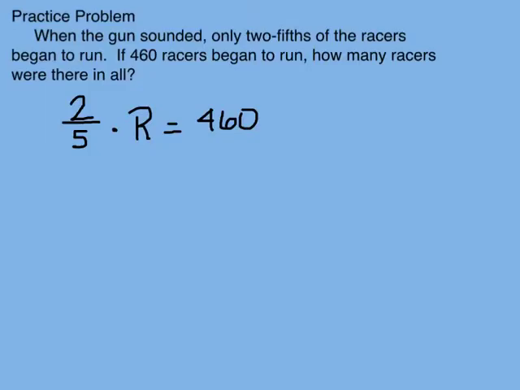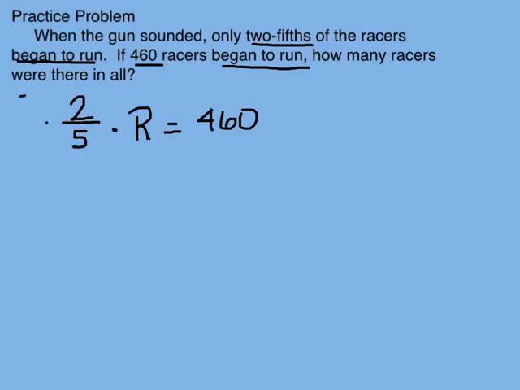Alright, so let's look at a practice problem here. When the gun sounded, only 2/5 of the racers began to run. If 460 racers began to run, how many racers were there in all? Now I can say 2/5 began to run, 460 began to run. They're the same thing. So again, they're going to go on opposite sides of the equal sign. So we're saying 2/5 of what is 460?